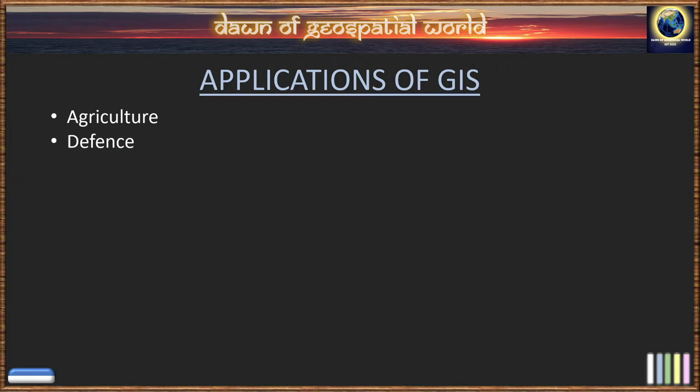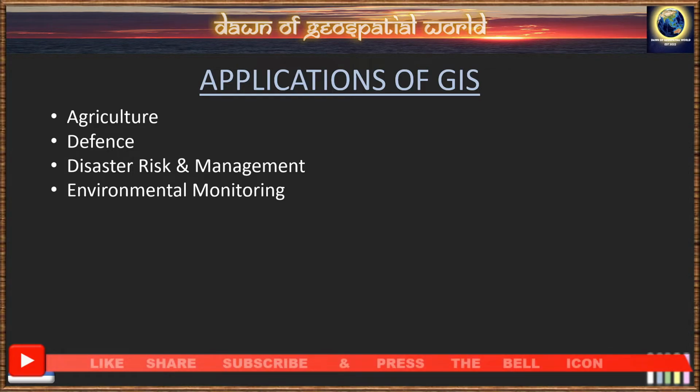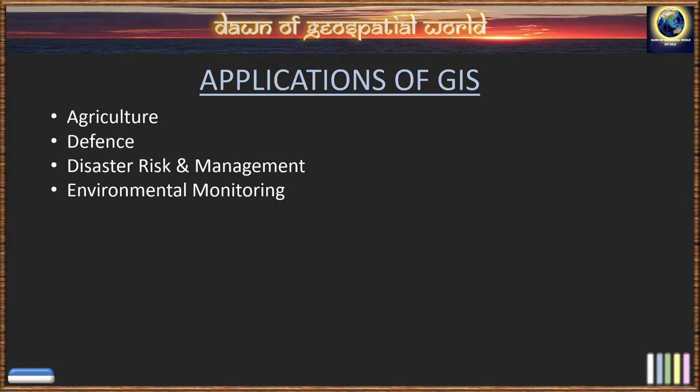Defense. In defense, GIS is very helpful to secure our country's borderline. Disaster risk and management. By GIS, we can check the impact of any disaster and the affected area. Environmental monitoring. In this modern industrial era, environmental monitoring is very important to save our planet Earth. By GIS, we can monitor and map the industries, search for their preferable site locations, impacts by their pollutants, etc.